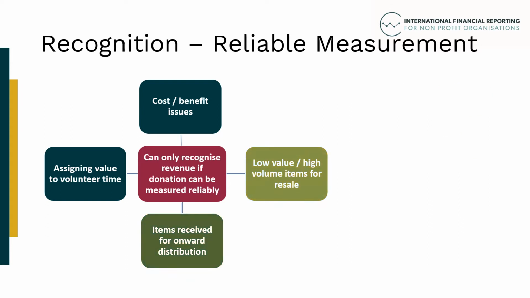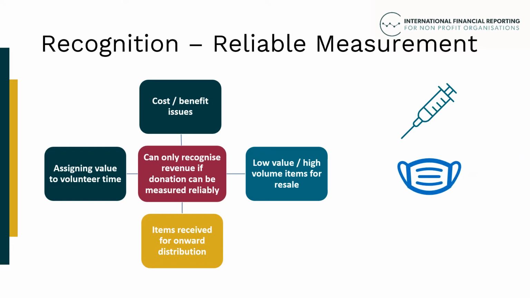NPOs may receive donations of items for onward distribution. For example, a medical charity could receive donations of medical items such as vaccines, face masks, and pharmaceuticals. The market value of these items might be known, but it may be difficult to establish the value to the NPO, especially if some items, such as pharmaceuticals, are donated close to their expiration date.